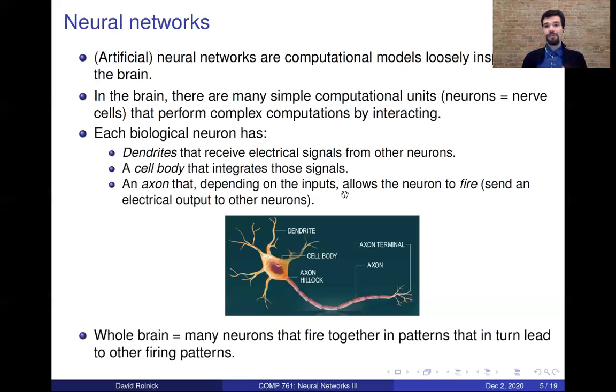Overall, the result is that in your whole brain, you have many neurons that are firing together in different patterns, and those patterns will lead to other neurons firing in different patterns, and those patterns will in turn lead to more patterns. And it is this self-perpetuating system that leads to thoughts and also takes in inputs from the outside world. And also leads to outputs like moving my hands around and stuff.